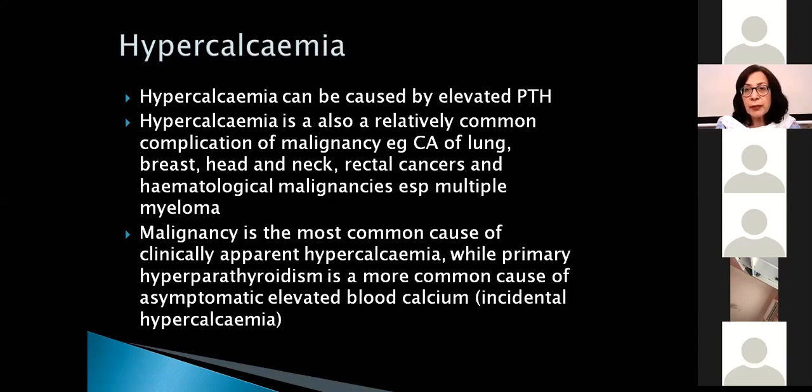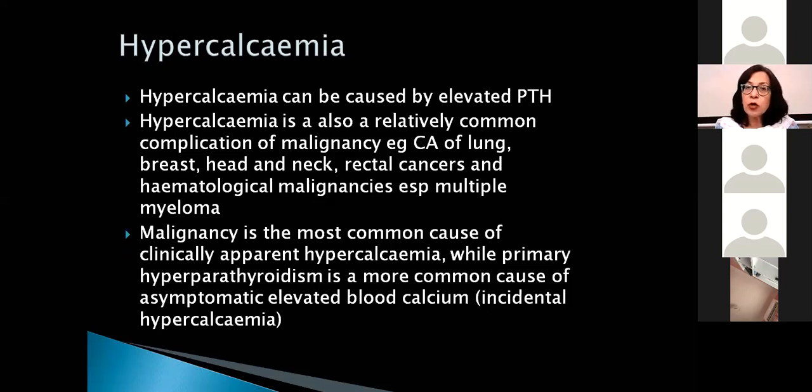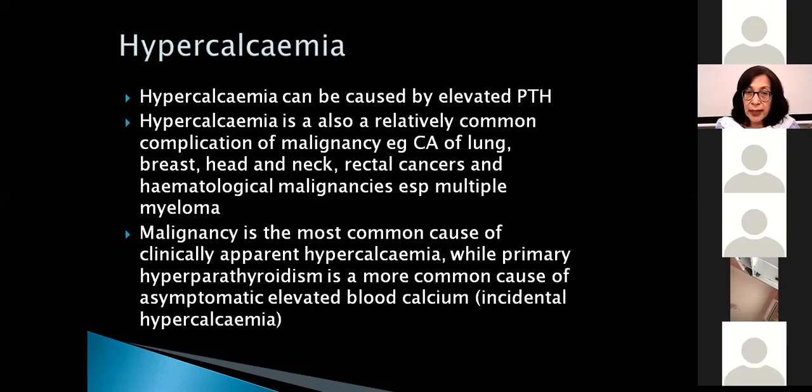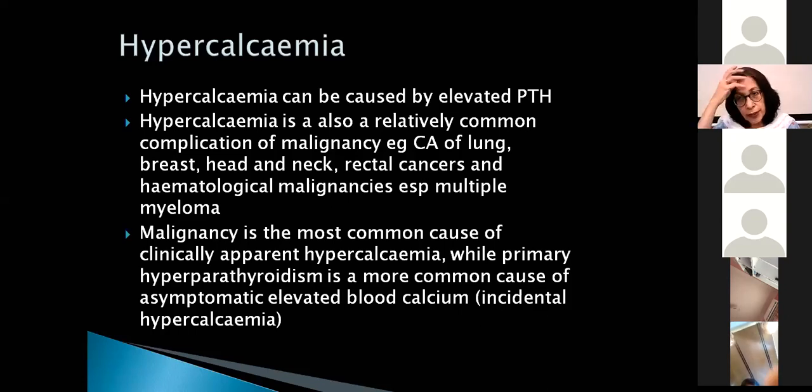Now, before we start with hyperparathyroidism or hypoparathyroidism, I want to tell you about calcium, hypercalcemia mainly. Hypercalcemia can be caused by elevated PTH, which we discussed just now. But hypercalcemia is also a relatively common complication of malignancy. If you have an older patient, about 40 or 50 years old, and you get hypercalcemia, you have to think of malignancy. Nowadays, malignancy is occurring in the younger generation also.